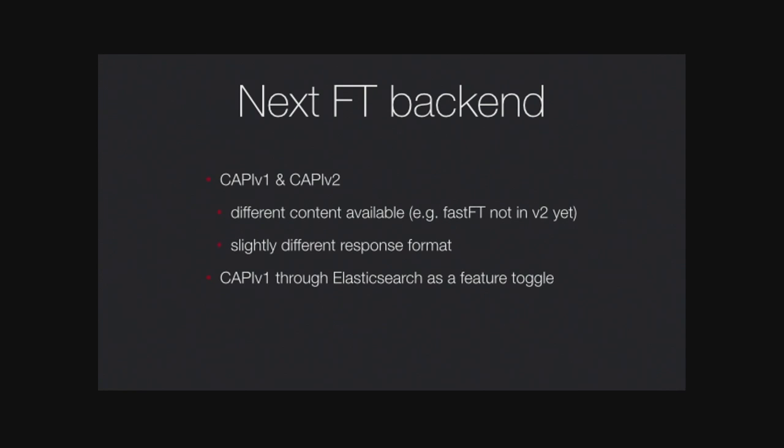it's driven, as I said, by an API backend, and that backend is fairly complicated. CAPI stands for Content API. There is Content API v1 and Content API v2, which is the thing they're building now, which is meant to simplify and unify the content fetching, but it's not done yet. Yet you still have to build a product on it. And there's different content available in those backends. For instance, that FastFT feed is not in v2 yet. And the response format from those two APIs is slightly different as well.